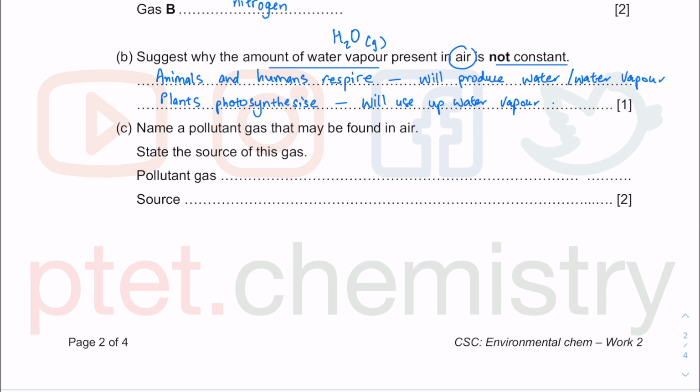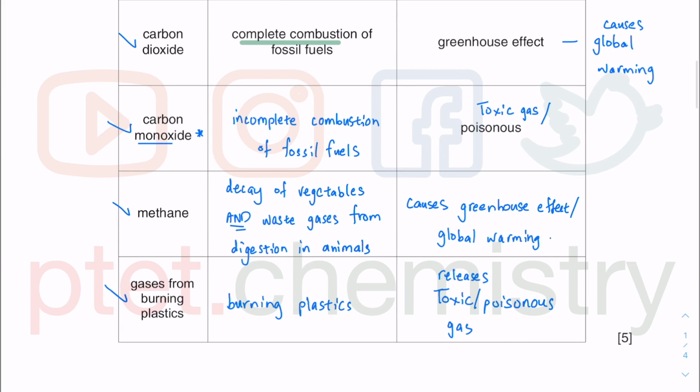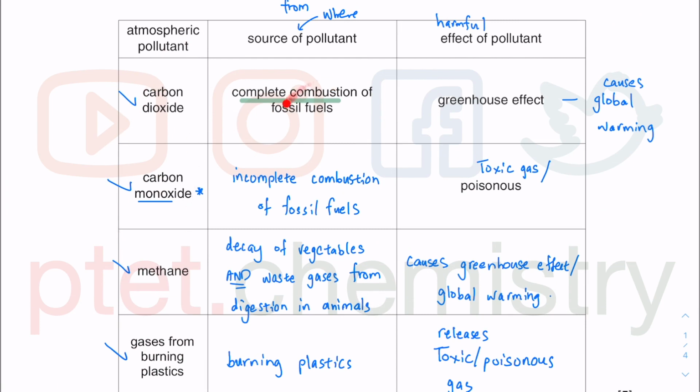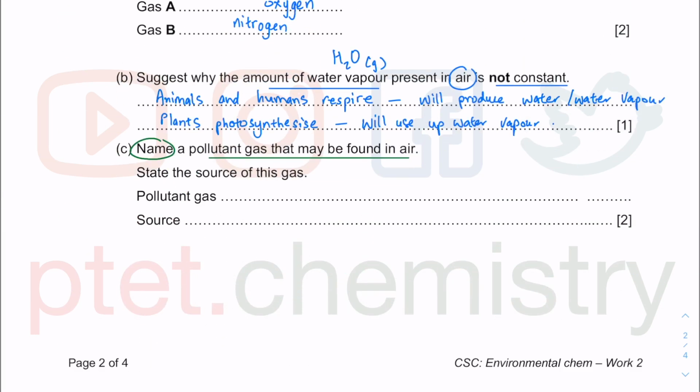Now the next thing is name a pollutant gas that may be found in air. State the source of these gas. There were 4 pollutants as stated in the syllabus: carbon dioxide, carbon monoxide, methane, as well as gases from burning plastics. You can give the name of these things, where are they coming from, and why are they harmful. Any of these would be alright for this particular question. I think I'm just going to choose methane, for example, because we already talked about carbon monoxide coming from incomplete combustion of carbon-containing fossil fuels in the previous question.